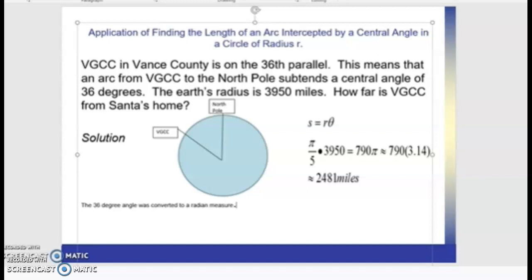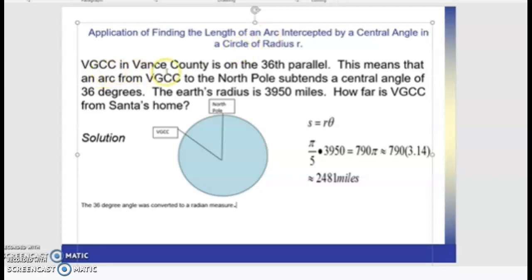Looking at an additional application of finding the length of an arc intercepted by a central angle in a circle of radius r. This is a more typical example because, as you can see, the angle measurement is given in degrees. We are more accustomed to giving and receiving angle measurements in degrees. But remember, our formula for finding the length of an arc requires that the angle measurement is plugged in in radians, not in degrees.